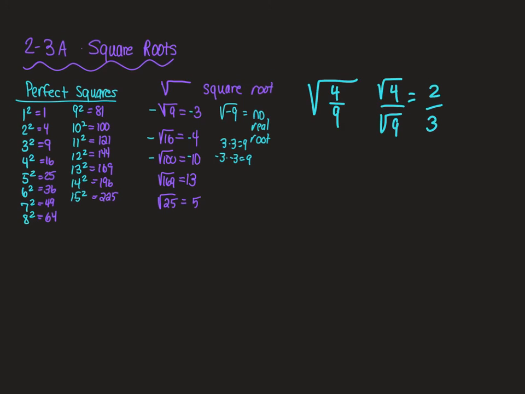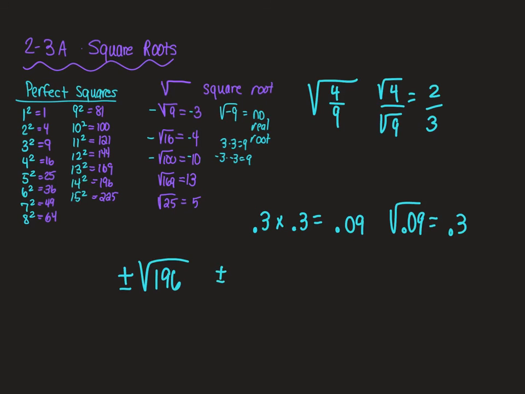Let's see, what else could they do? They could do a decimal. So if I had 0.3 times 0.3, that would be 0.09. So they could ask you the square root of 0.09, and you would say 0.3 again. So they could do decimals. What else could they do? Oh, they could do this. They could say plus or minus the square root of 196. And all you're going to do is go plus or minus 14. If they have a little plus or minus, you write a plus or minus.